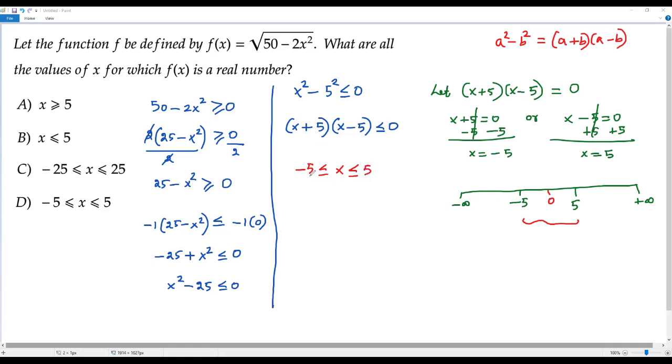So when x takes any value from negative 5 to positive 5, the value inside the square root, I mean the value of this expression inside the square root, will be non-negative, then it is a real number, then f of x will be a real number. So f of x is a real number when x takes a value from negative 5 to positive 5, and we find this exactly in answer choice D. The correct answer choice for this question is D.